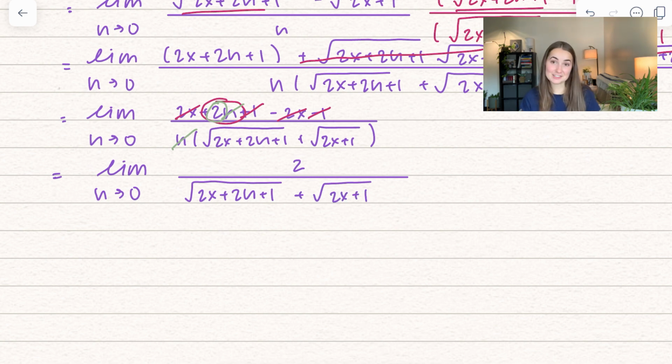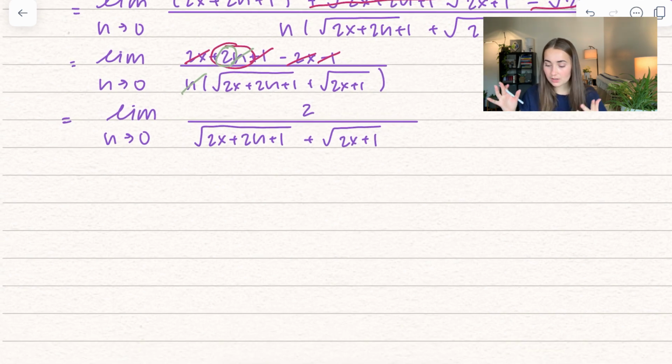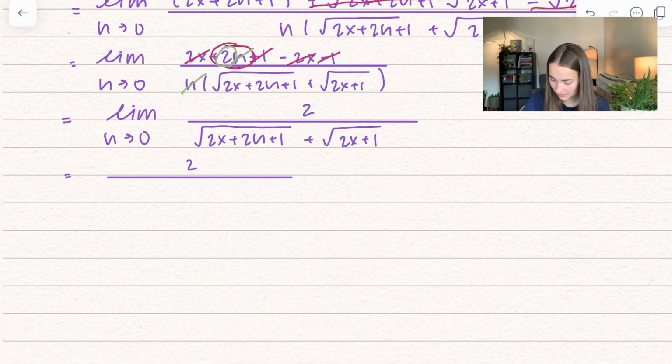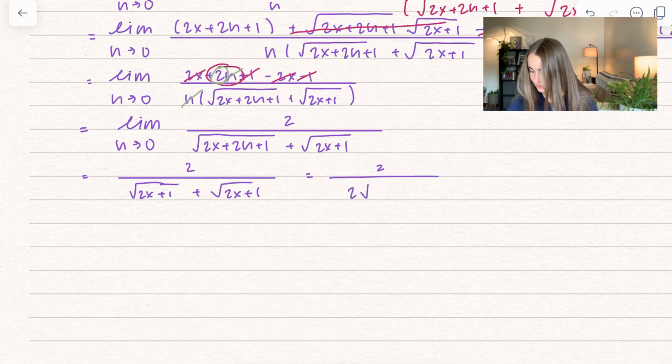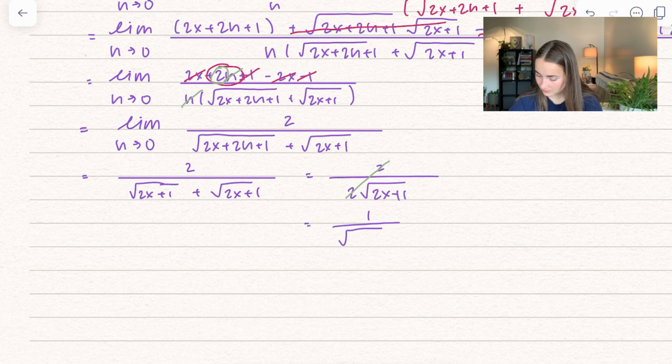And that's why I don't suggest simplifying out the denominator, because things like to divide out. So we got rid of our issue, which was that h in the denominator, and now we can use direct substitution. So when I plug in h is equal to 0, this is what I get. And I can actually rewrite the denominator, so I get 2 over 2 times the square root of 2x plus 1. And actually, we can continue simplifying this because those 2's divide out. And so now what I'm left with is 1 over the square root of 2x plus 1.